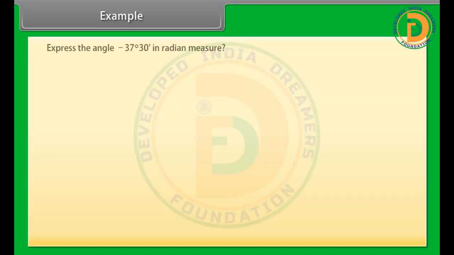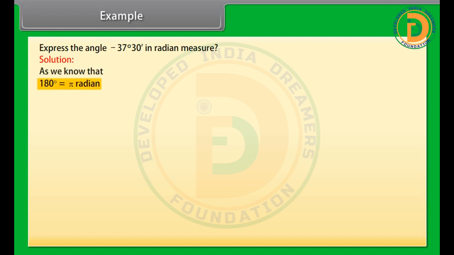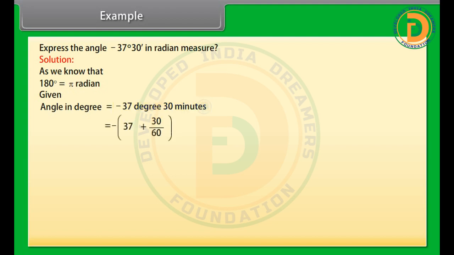Example. Express the angle minus 37 degrees 30 minutes in radian measure. Solution. As we know that 180 degrees is equal to pi radian. Given angle in degrees is minus 37 degrees 30 minutes, which is equal to minus of 37 plus 30/60, which is equal to minus of 37 plus 0.5, which is equal to minus 37.5.